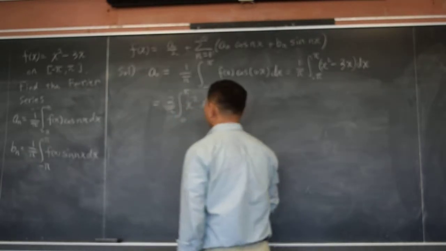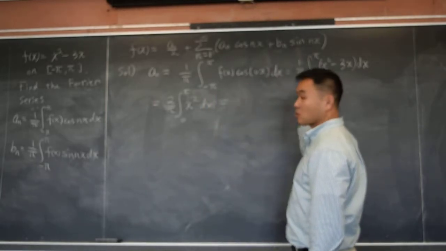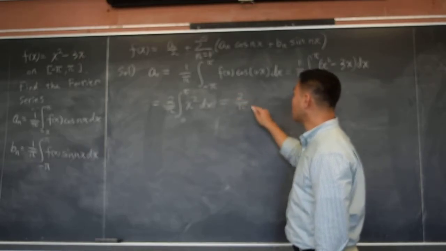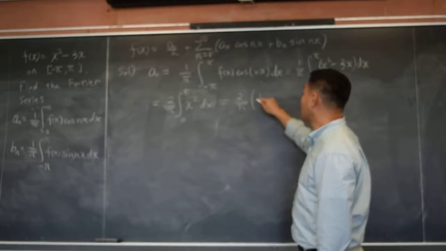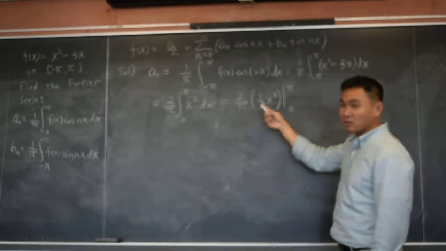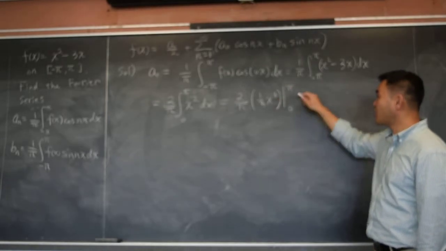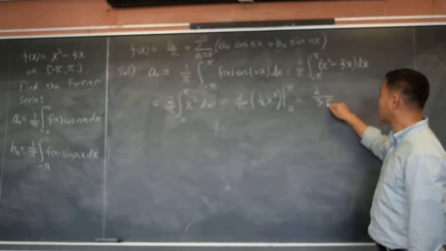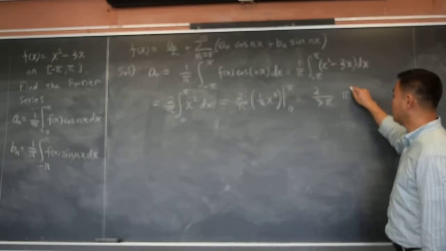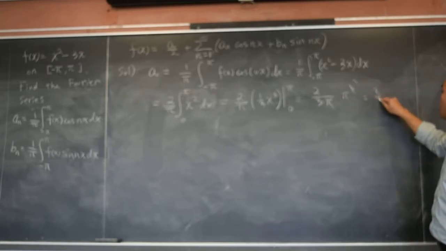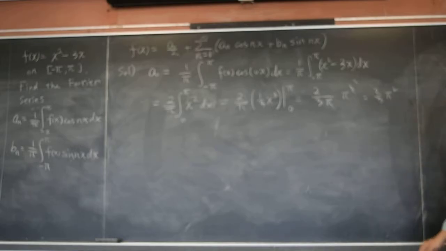And that is actually a lot simpler than having to do the calculation for both pi and negative pi. Okay? So it's 2 over pi, 1/3 x cubed, from 0 to pi, and plugging in 0 doesn't do anything, so plugging in pi only, you get 2/3 pi cubed over pi. One of the pi's cancels and gives you 2/3 pi squared. So that's what you get for A0.